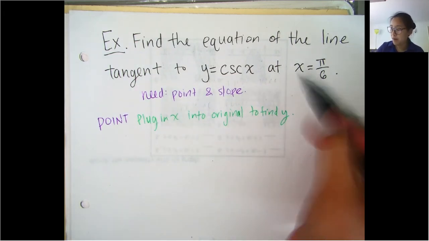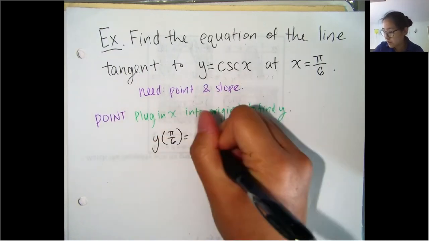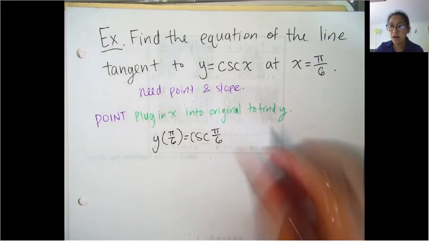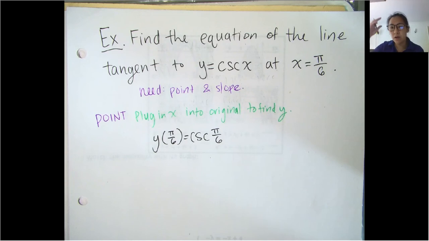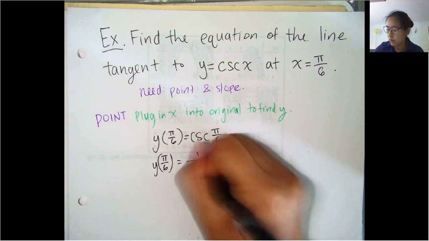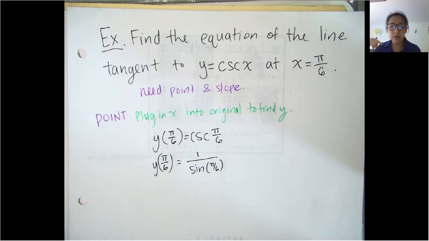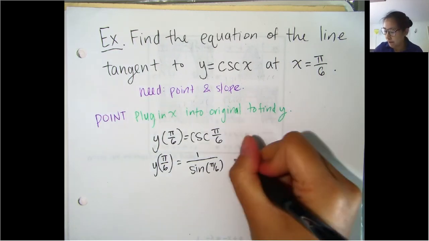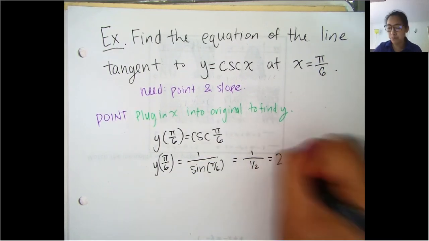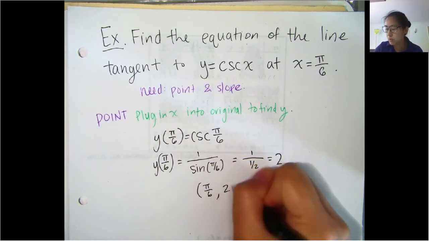So we plug in pi over 6 into the original y, so y of pi over 6 equals cosecant of pi over 6. We reviewed the unit circle at the beginning of the school year. You should remember cosecant is the same as 1 over sine. So y of pi over 6 equals 1 over sine of pi over 6. Well, what's sine of pi over 6? You should have remembered this from the unit circle, and that would be 1/2. So you have 1 over 1/2, which is equivalent to 2. Okay, so our point is going to be pi over 6, comma 2.